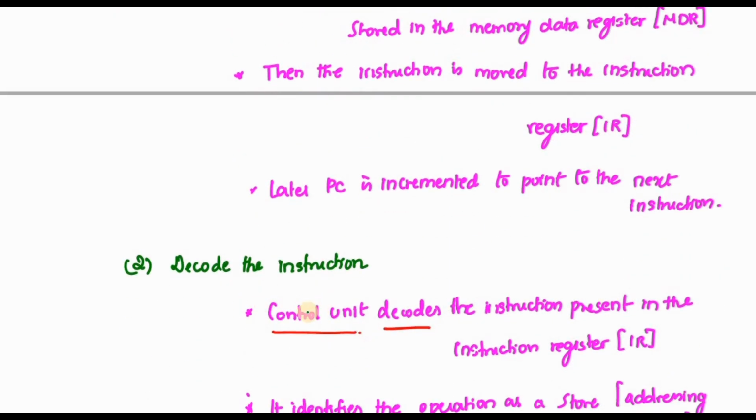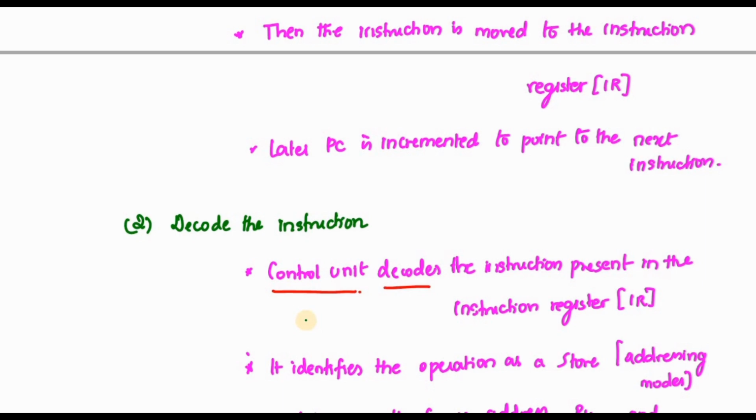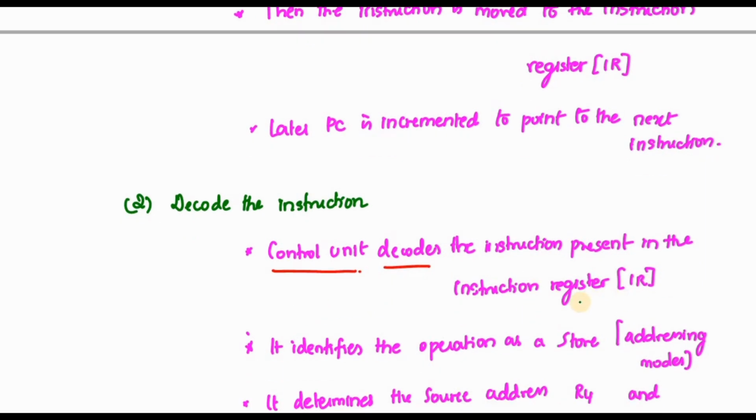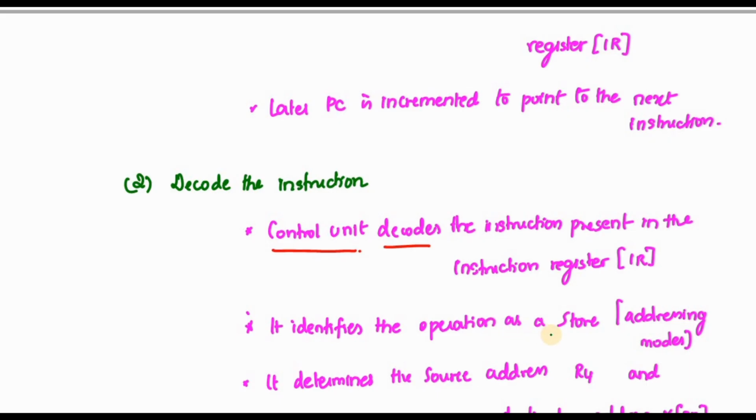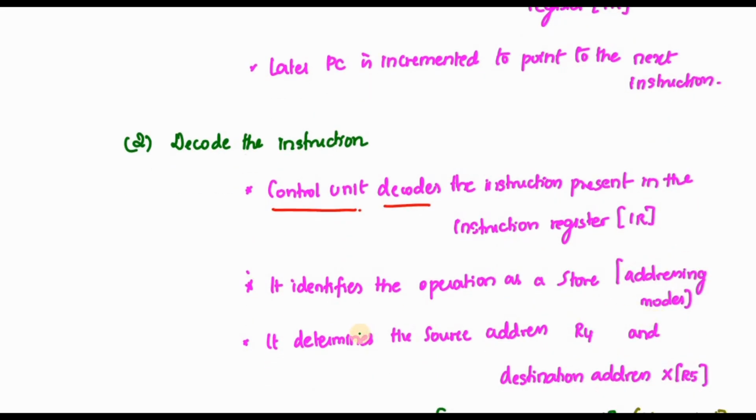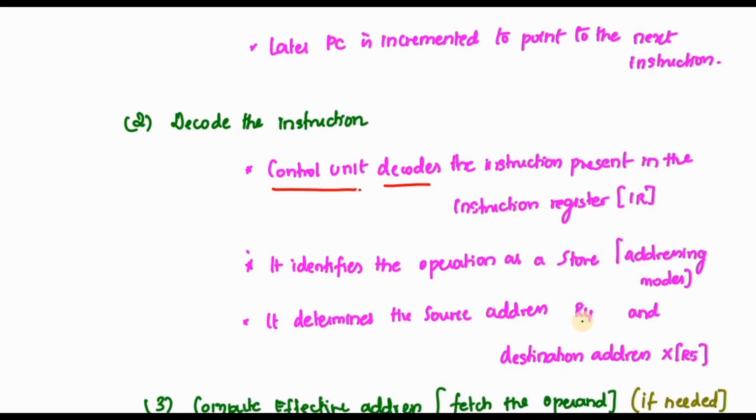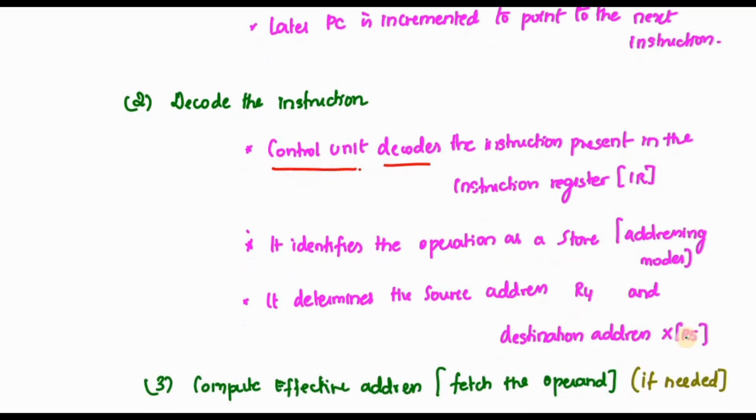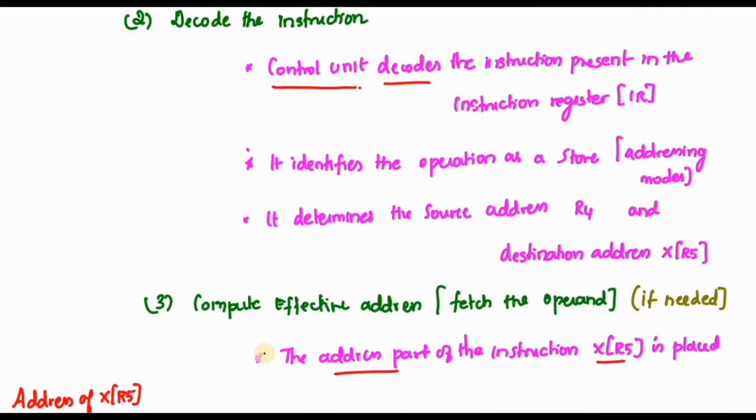Next is decode instruction. The control unit decodes the instruction present in the instruction register, which identifies whether the operation is store or load. Here it is a store instruction, and it finds out the addressing mode, whether indirect addressing or index addressing, and it also determines the source address, which is R4, and the destination address, X(R5).